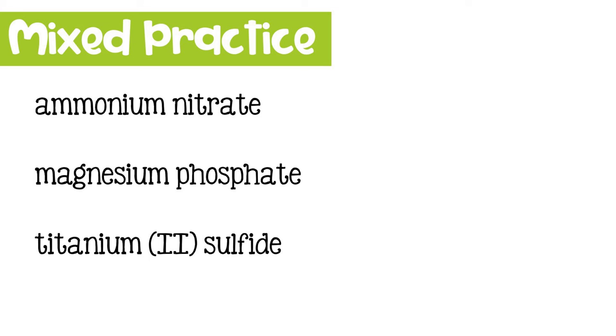Now let's continue. We have ammonium nitrate. Ammonium is on our chart as NH4 plus 1. Nitrate is on our chart as NO3 minus 1. So when we crisscross, we get NH4NO3.